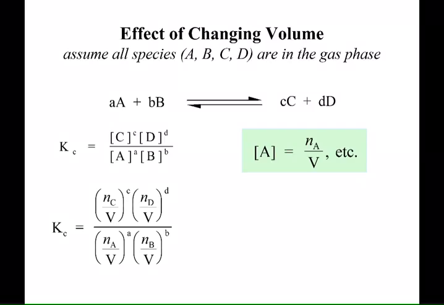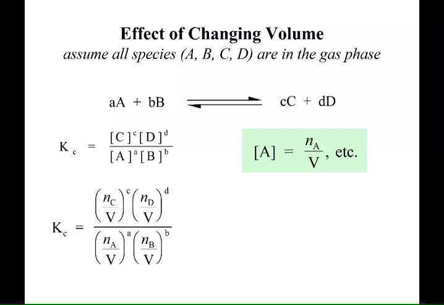It seems like all of those V terms cancel, but when will they cancel? When will all of these volumes, it's the same volume, when will they cancel? They all cancel when you have the same number of moles, when C plus D is equal to A plus B. When you have the same number of moles on either side of the reaction arrow, they're going to cancel.